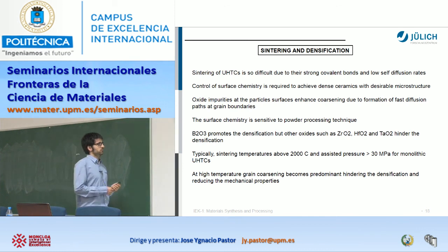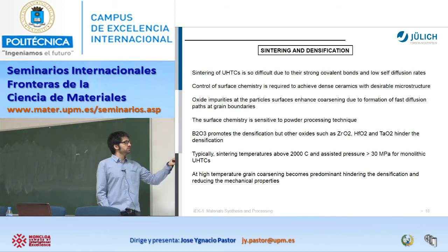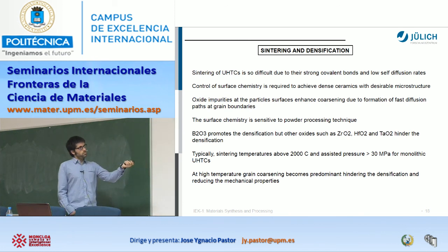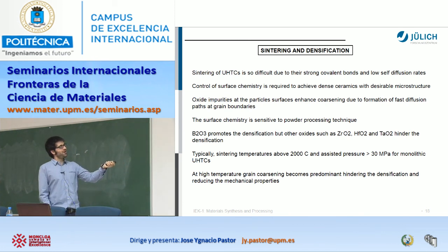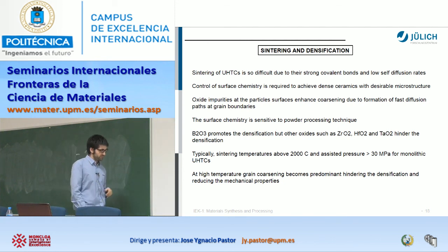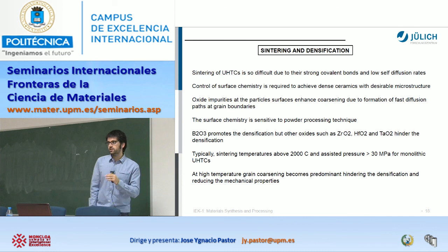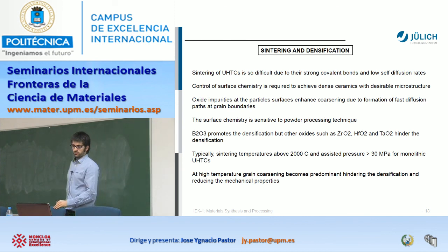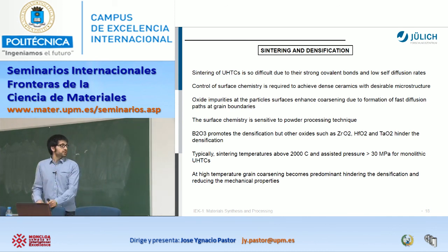And again, like always, at least in ceramics, a lot of things, if not everything, is controlled by the surface chemistry. I think I mentioned that your zirconium diboride is always protected or passivated by an oxide layer, and in the case of a boride, by boria, the oxide of boron. And this is critical.